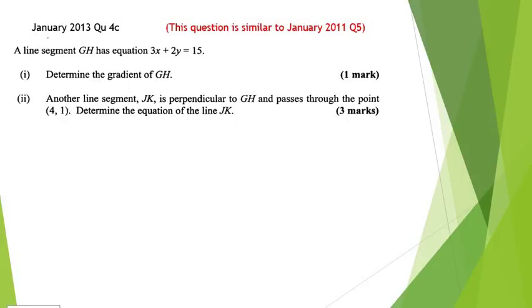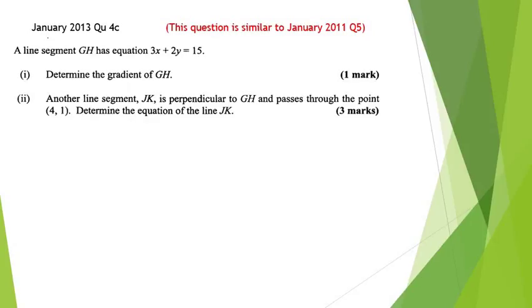A line segment GH has equation 3x plus 2y equal to 15. Determine the gradient of GH. Another line segment JK is perpendicular to GH and passes through the point (4, 1). Determine the equation of the line JK.